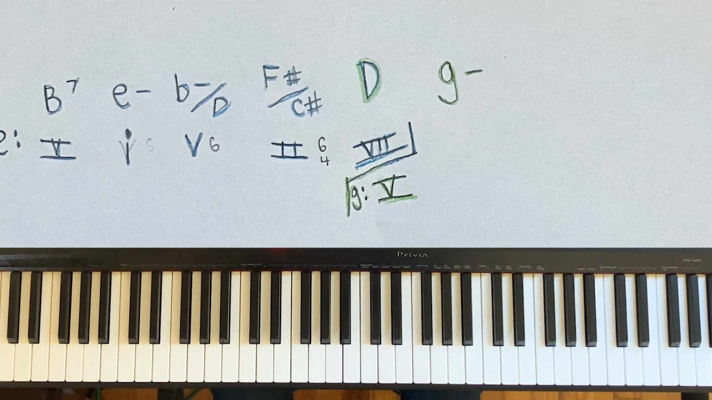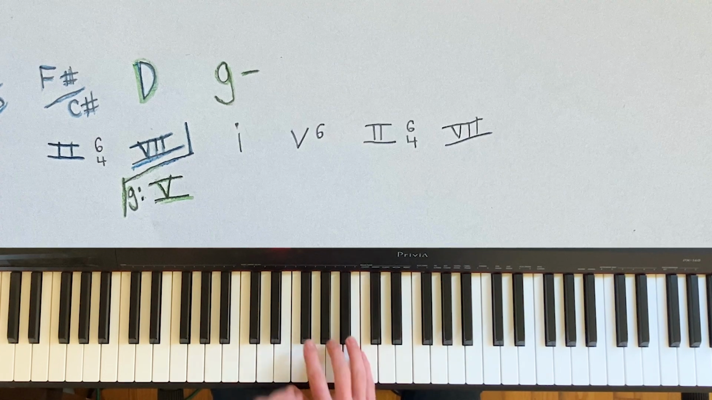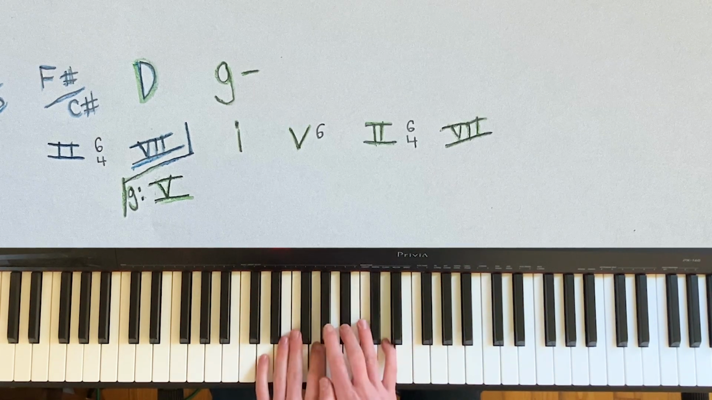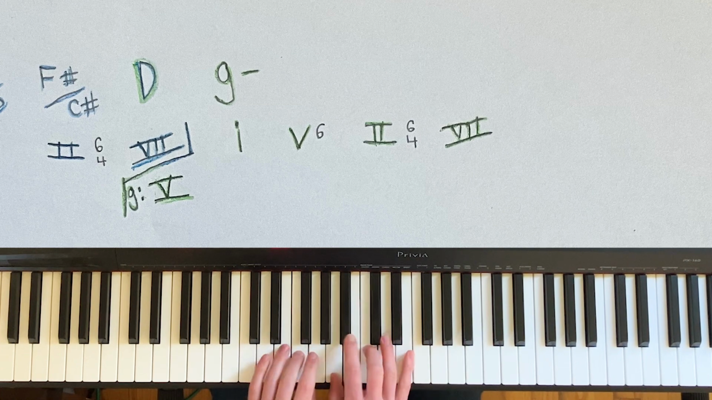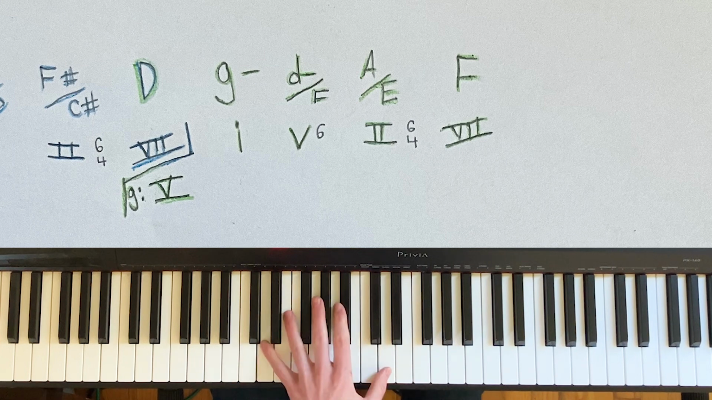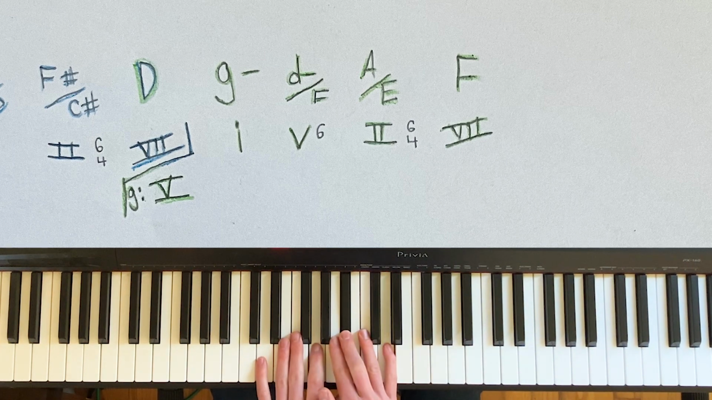And the pattern goes again, now in G minor, with 5-7 on the pickup, 1, minor 5, major 2, and flat 7. So those chords are D7 on the pickup, G minor, D minor over F, A over E, and F.